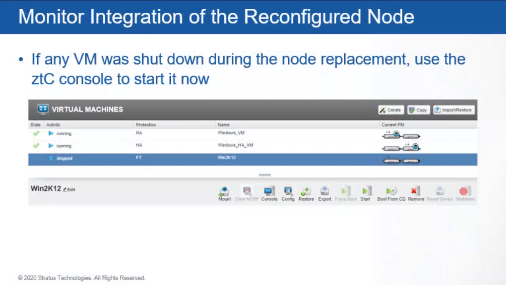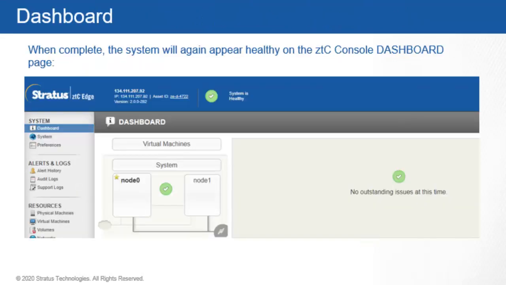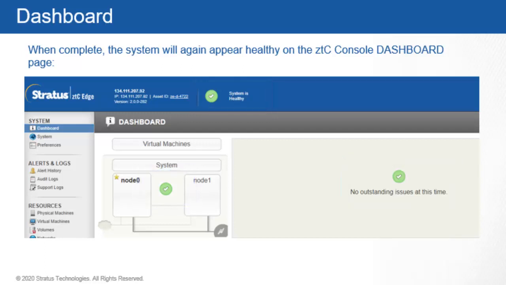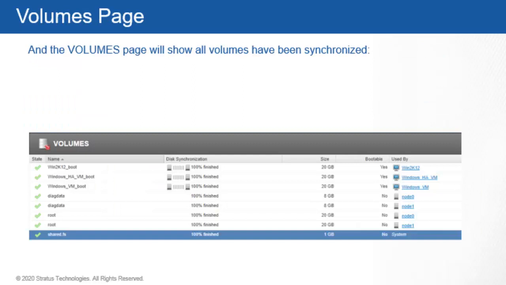Next, on the VMs page, check to see if any VM was shut down during the node replacement. If so, use the ztC console to start it now. This will ensure all storage for all VMs has been synchronized to node 1. When complete, the system will again appear healthy on the ztC console dashboard page. And the volumes page will show all volumes have been synchronized. This can be identified by the green check mark under the state column and the 100% finished under disk synchronization.